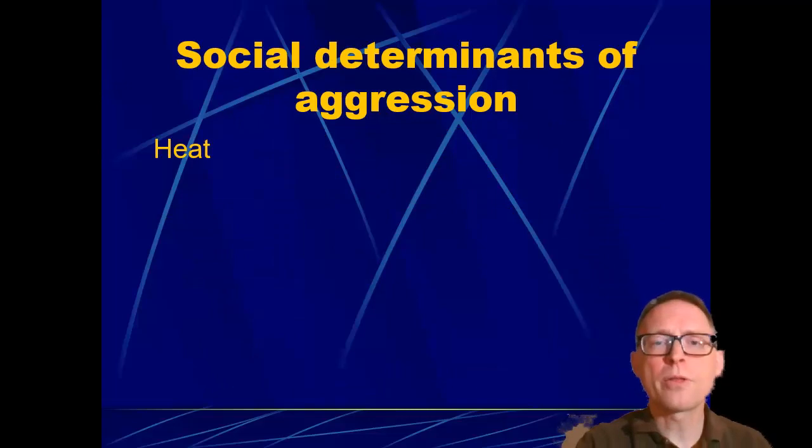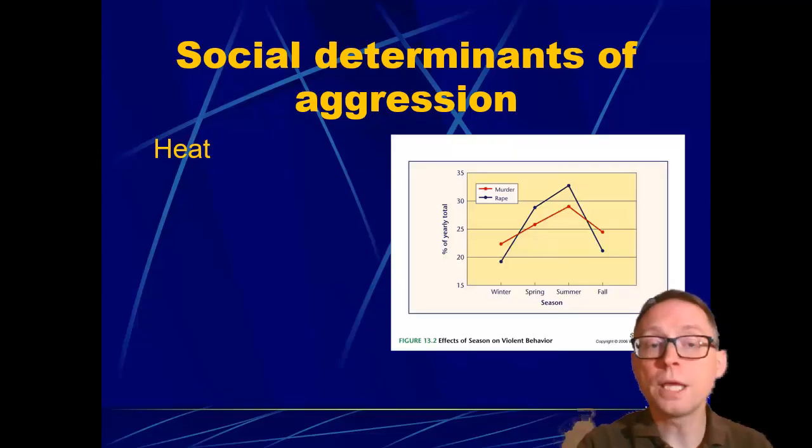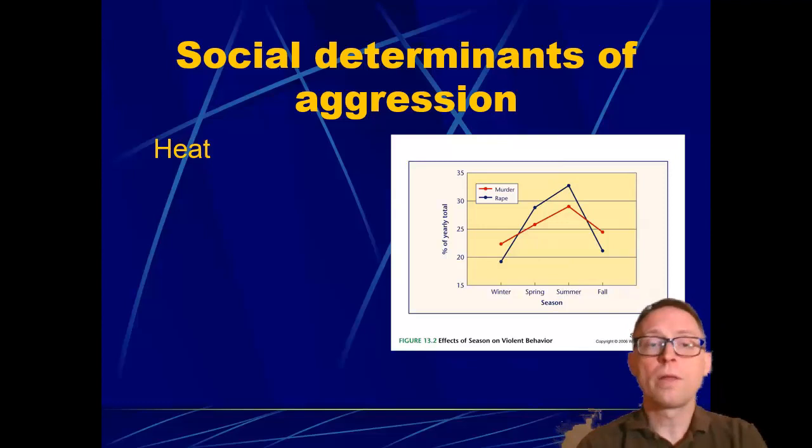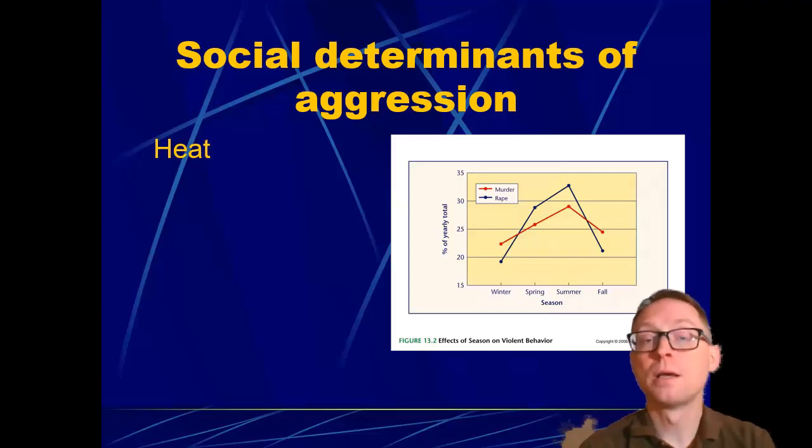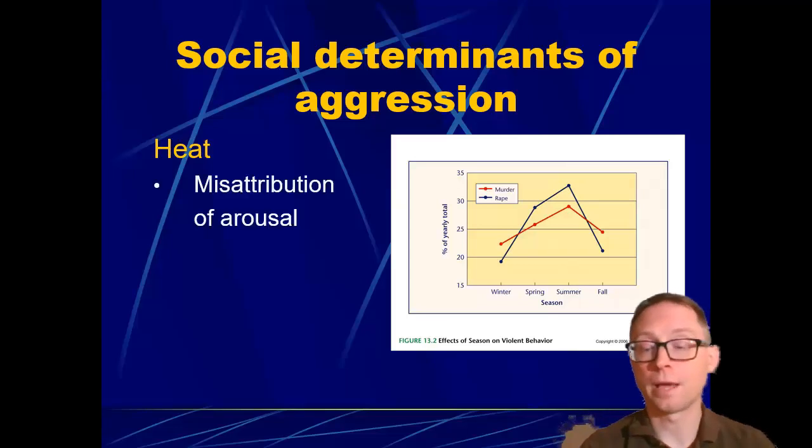What about other things that determine aggression? So one is heat. We know that correlationally, at least, there are more violent crimes like murder and rape when it is hotter outside. So when it's spring and summer, there are more violent crimes. Now, one problem with this is that this might not be because of the heat itself. It might be because people tend to be more outside and tend to interact more, if that's the case.